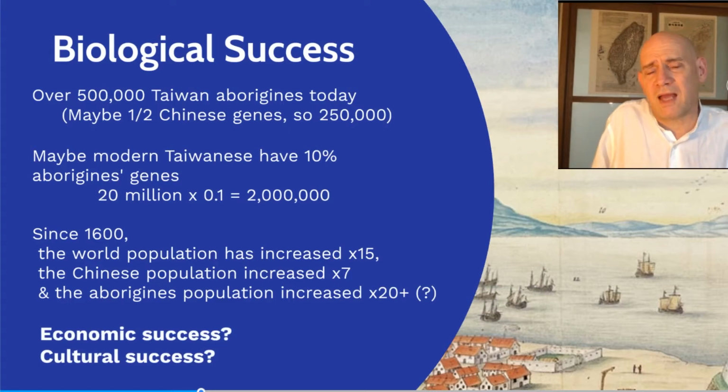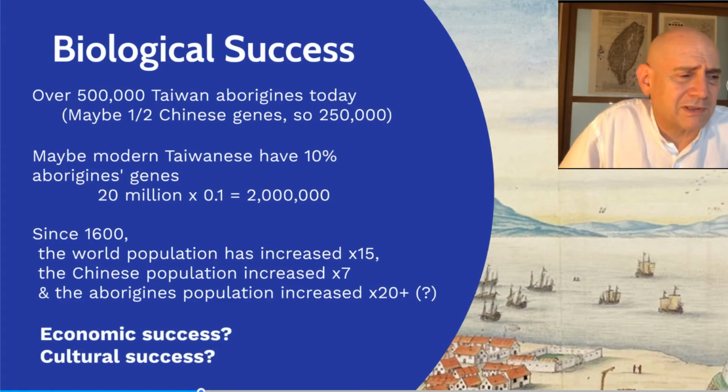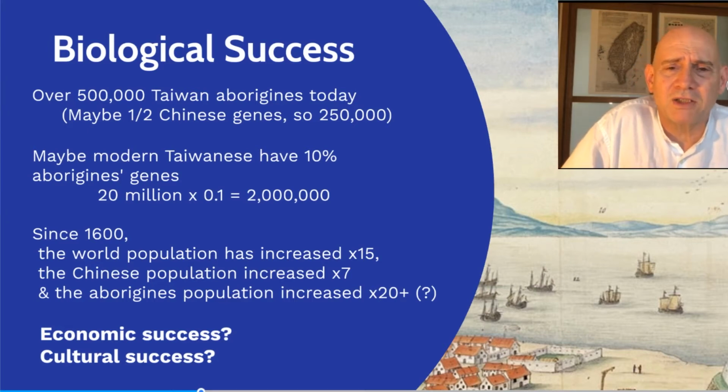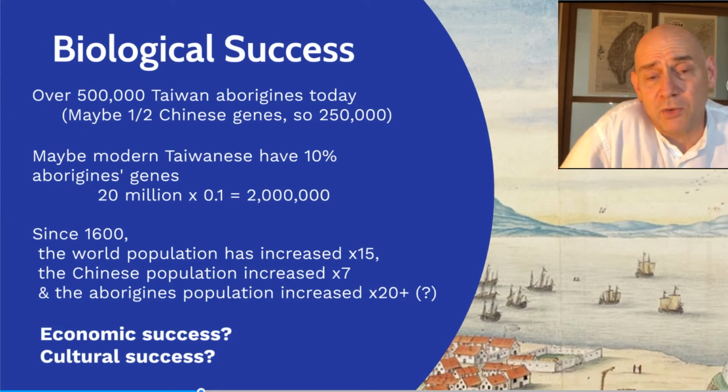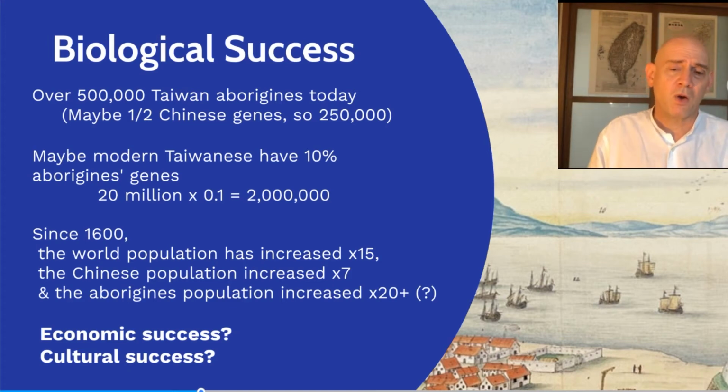Now, that's the one kind of idea of success. Maybe though leaving progeny behind isn't the most important thing to you. I mean, there are other types of success. What about economic success? And in this case, you find the people that identify as Aborigines in Taiwan tend to be poorer than the average Chinese Taiwanese.